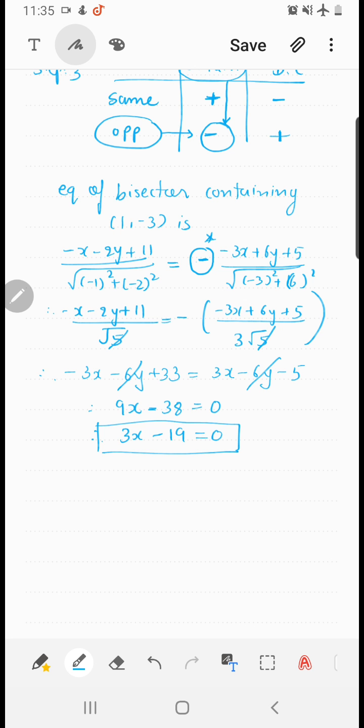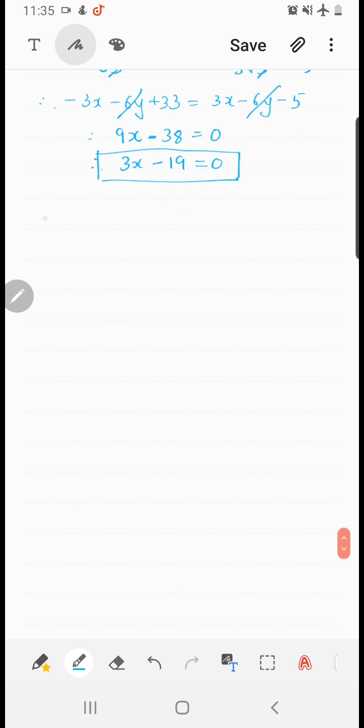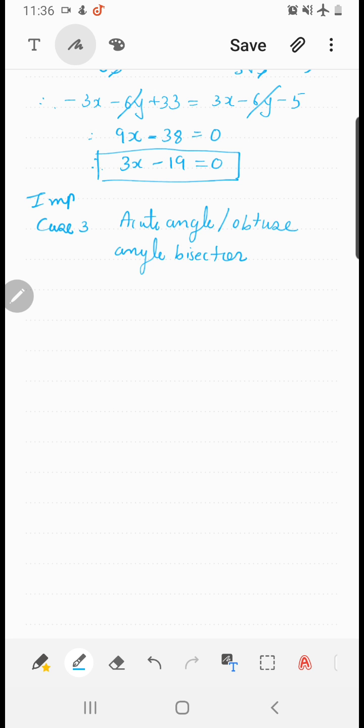Okay, let's move on to the final part, that is case number 3. Okay, in case 3, we'll be discussing about acute angle slash obtuse angle bisector. Ideally this is my favorite, for this particular concept. In this also we are going to follow 3 steps.